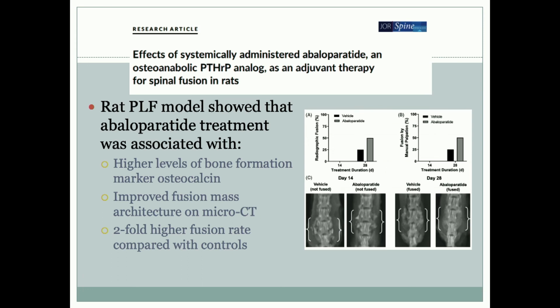This was the first animal study that was just recently published. Looking at a rat fusion model, they found higher levels of the bone formation marker osteocalcin, improved fusion mass architecture on micro-CT, and a non-significant improvement in fusion rates compared to controls.